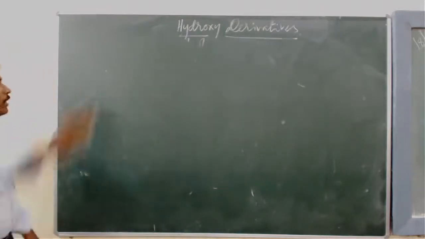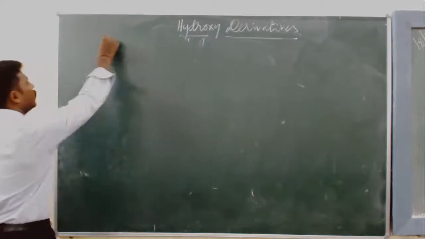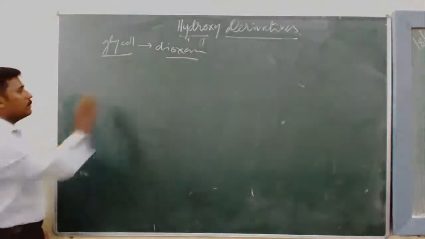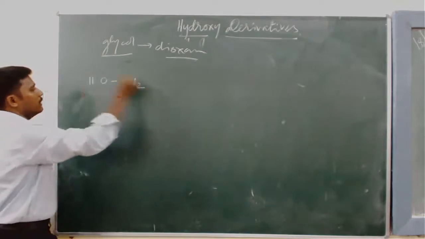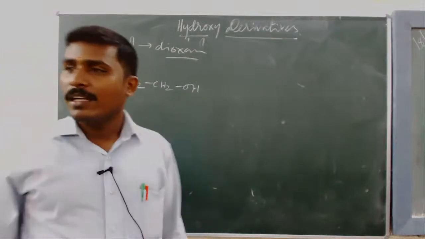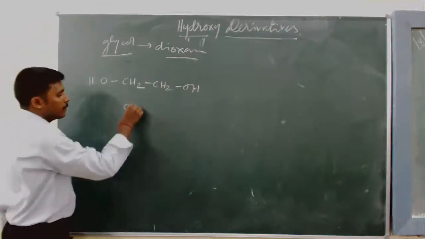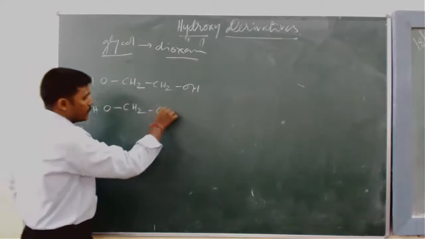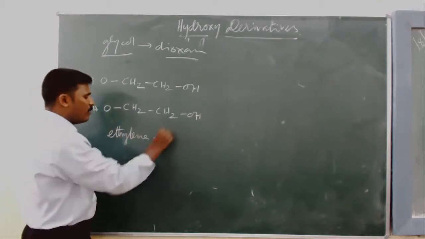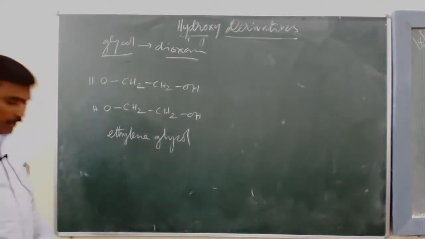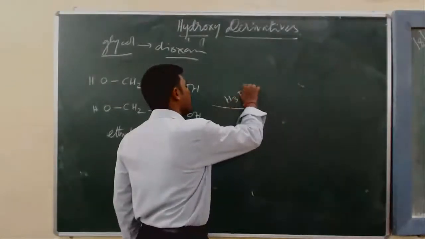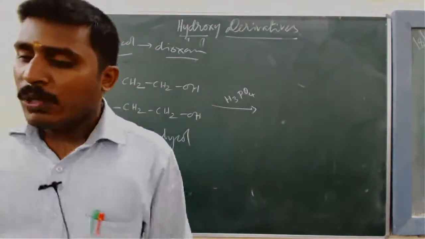Ethylene glycol to dioxane. I am going to take two molecules of ethylene glycol, so I write CH2OH-CH2OH two times. The reactant is ethylene glycol, which reacts with phosphoric acid, orthophosphoric acid, formula H3PO4. You are going to heat the reaction.